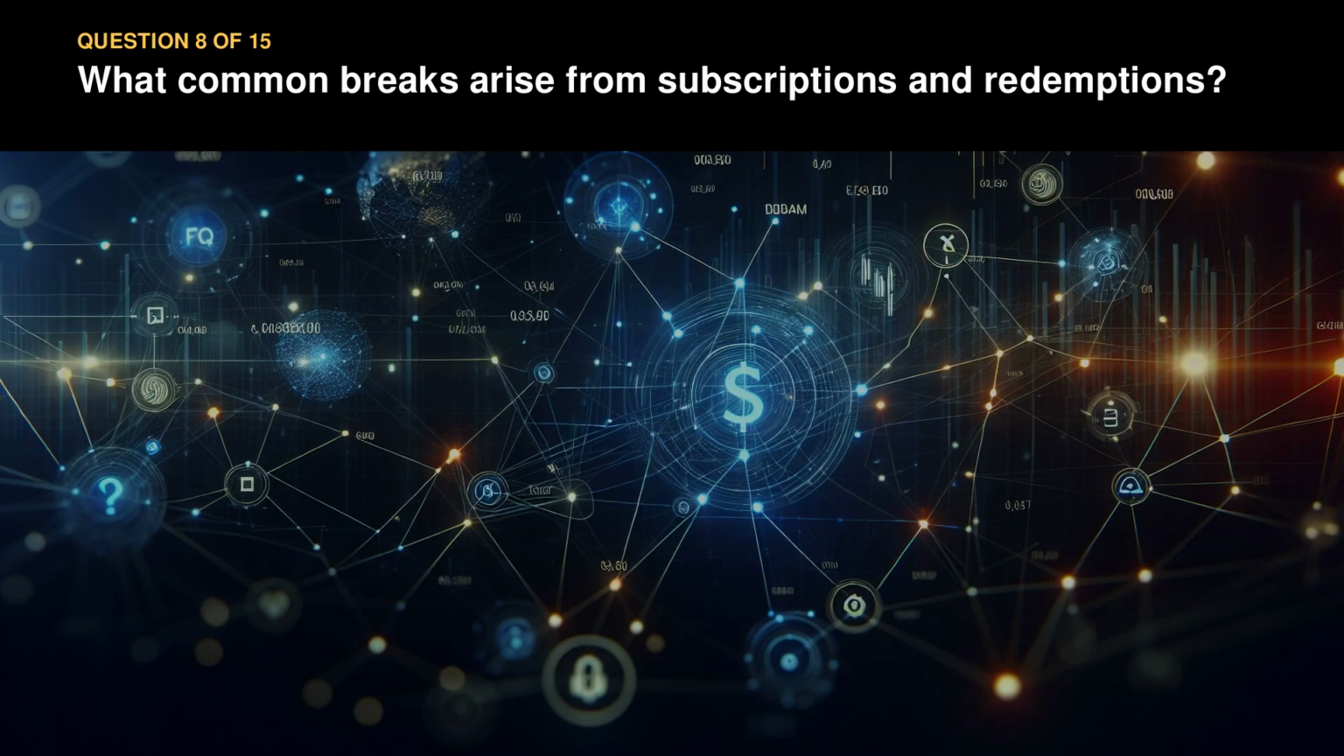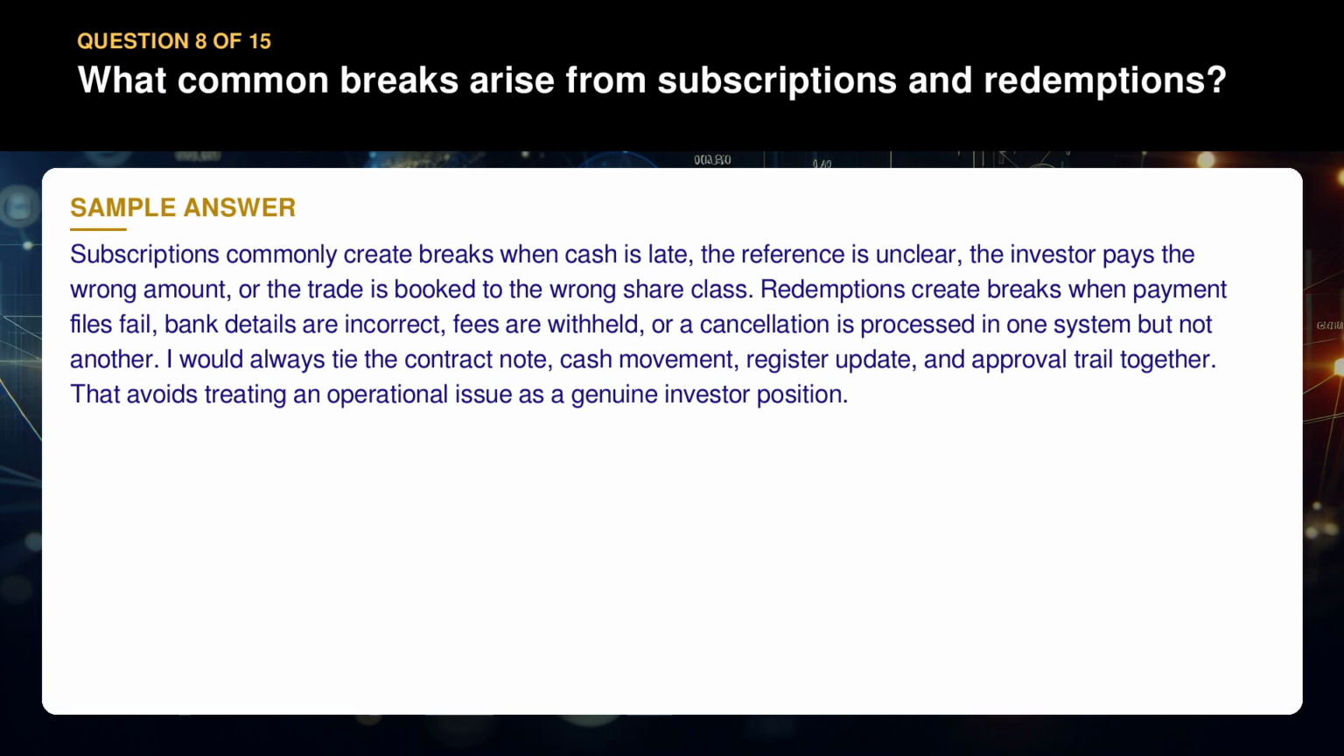What common breaks arise from subscriptions and redemptions? Subscriptions commonly create breaks when cash is late, the reference is unclear, the investor pays the wrong amount, or the trade is booked to the wrong share class. Redemptions create breaks when payment files fail, bank details are incorrect, fees are withheld, or a cancellation is processed in one system but not another. I would always tie the contract note, cash movement, register update, and approval trail together. That avoids treating an operational issue as a genuine investor position.